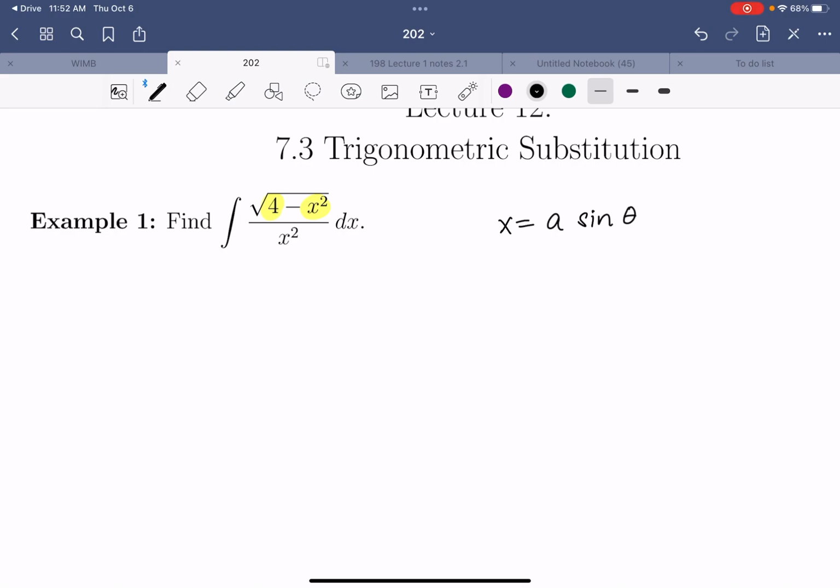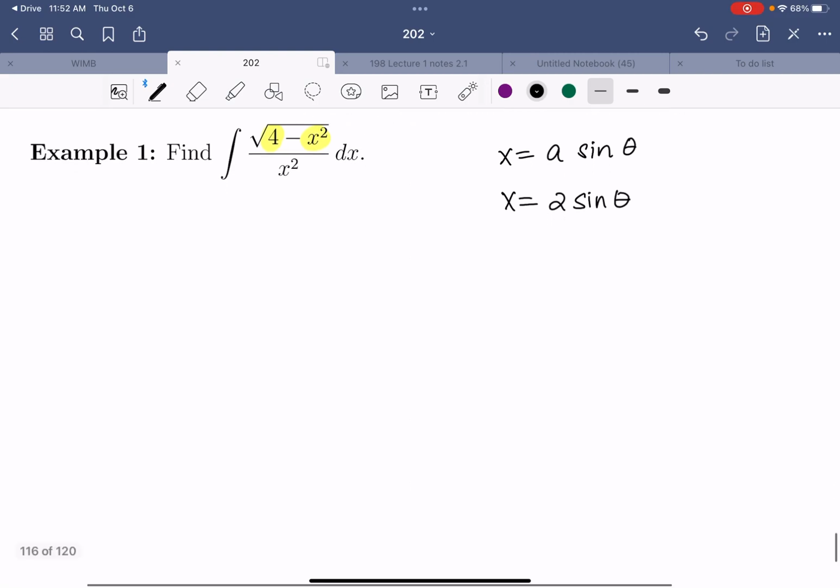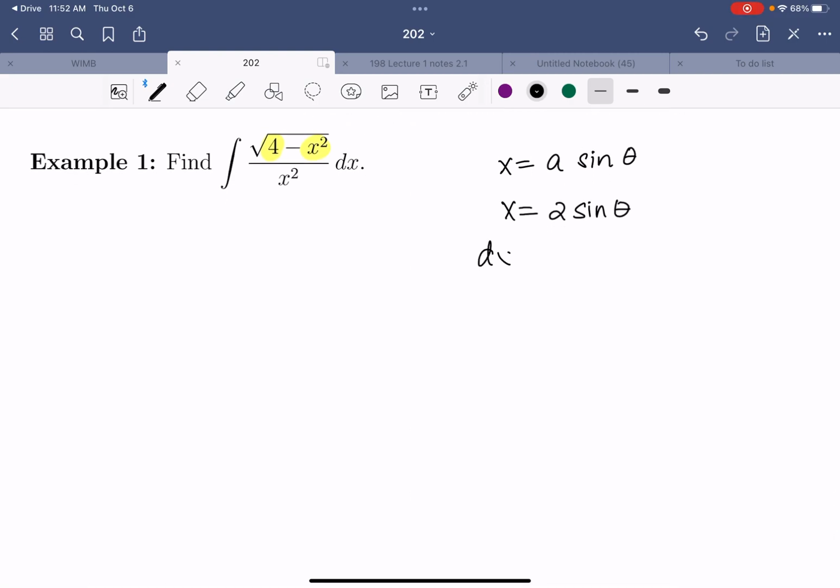Okay, now our a is going to be dictated by this number. So what we want is a to be the square root of that number. So that means in this case, my a is going to be 2. So we're going to let x equal 2 sine theta. What that does then, dx is 2 cosine theta d theta. So we're going to sub that in.